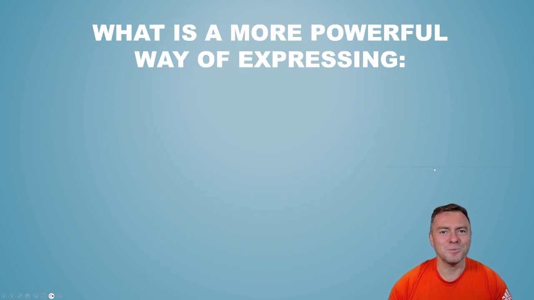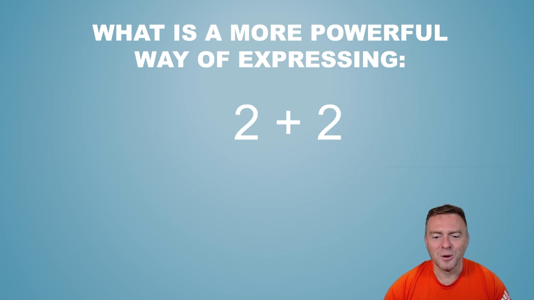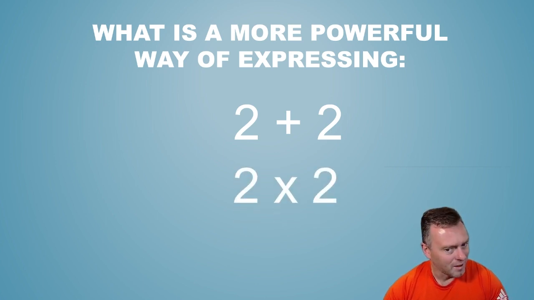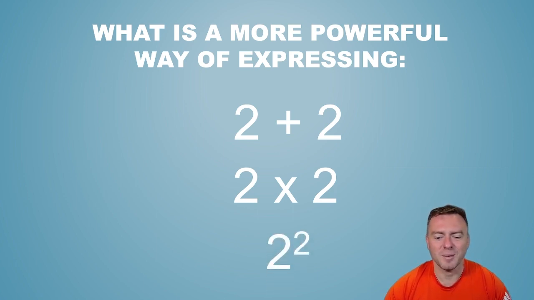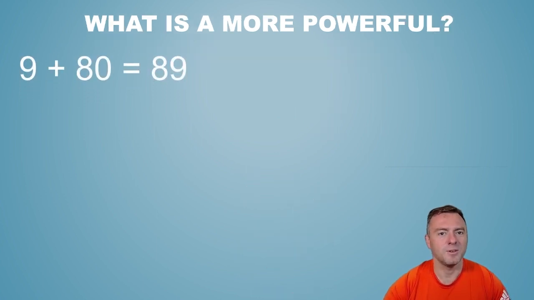Here we go. So what's a more powerful way of expressing 2 plus 2? Well, hopefully you remember your times tables, so you can also say that as 2 times 2. And then there's another more powerful way of expressing that, which is 2 to the power of 2. Now I say that's more powerful because it allows you to represent a larger number really quickly. Because 2 to the power of 2 is still the same sort of level down there, but if we change the numbers around, and we use 9 and 80.